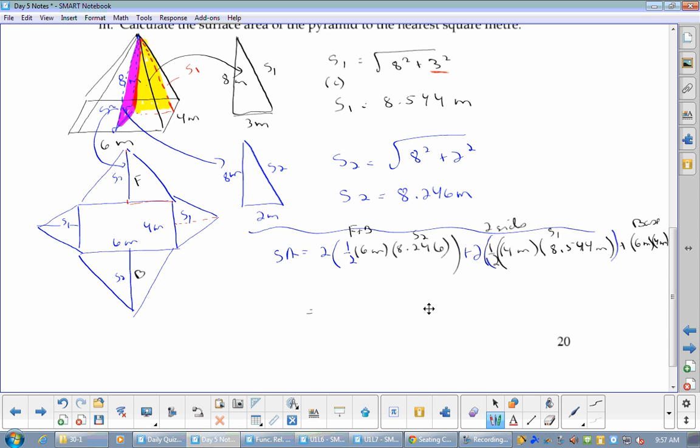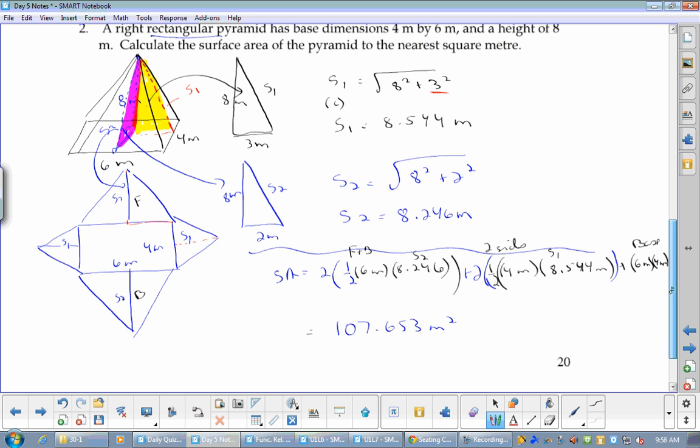Okay, so surface area, you should get 107.653 meters squared, but it said to round to the nearest meter. So that is going to be 108 meters squared.